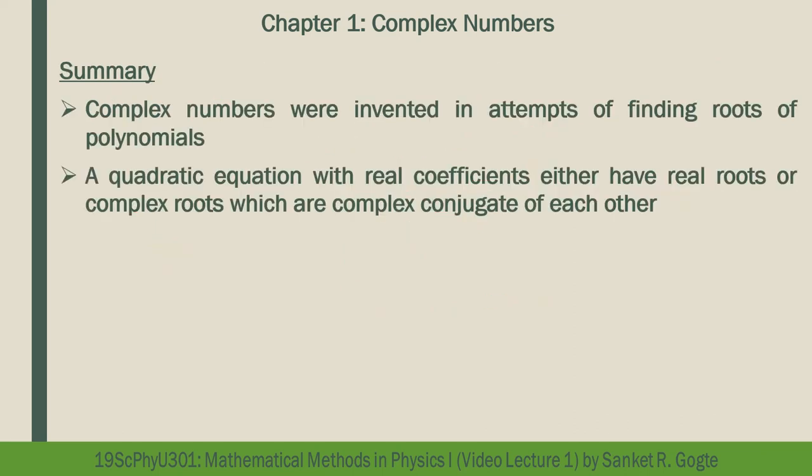To summarize, complex numbers were invented in order to find out the roots of polynomials. Any quadratic equation with real coefficients either has real roots, or if the roots are not real, then both the roots are complex conjugates of each other. That is all for this lecture.